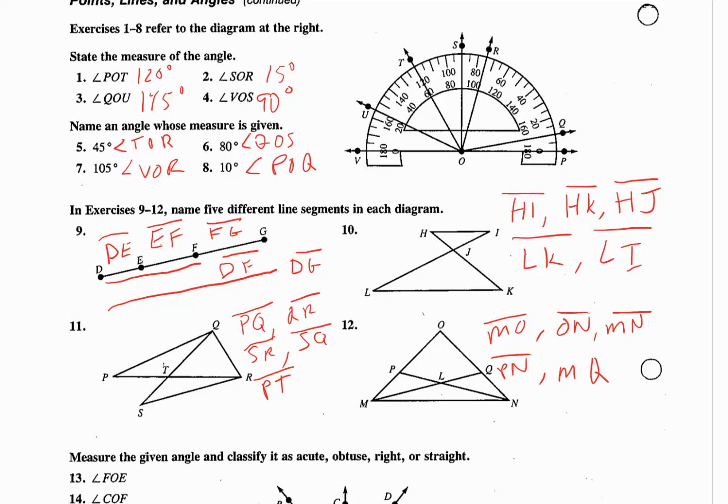For example, TR would have been another line segment. And for number 12, I should put the line segment over this. You could have had PL or LQ, which I didn't include here because it only asked for 5, but you can get a lot more than 5 out of these couple of problems.